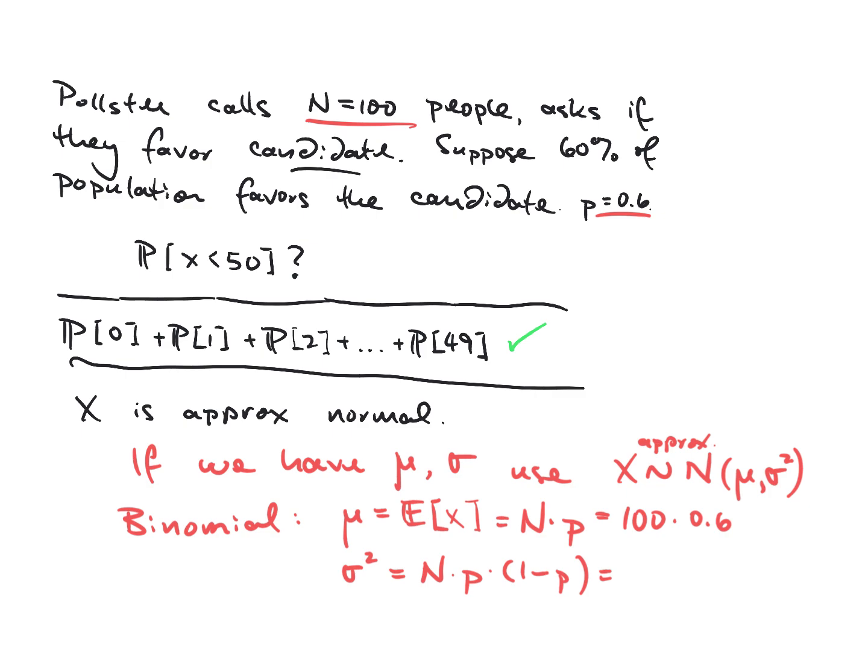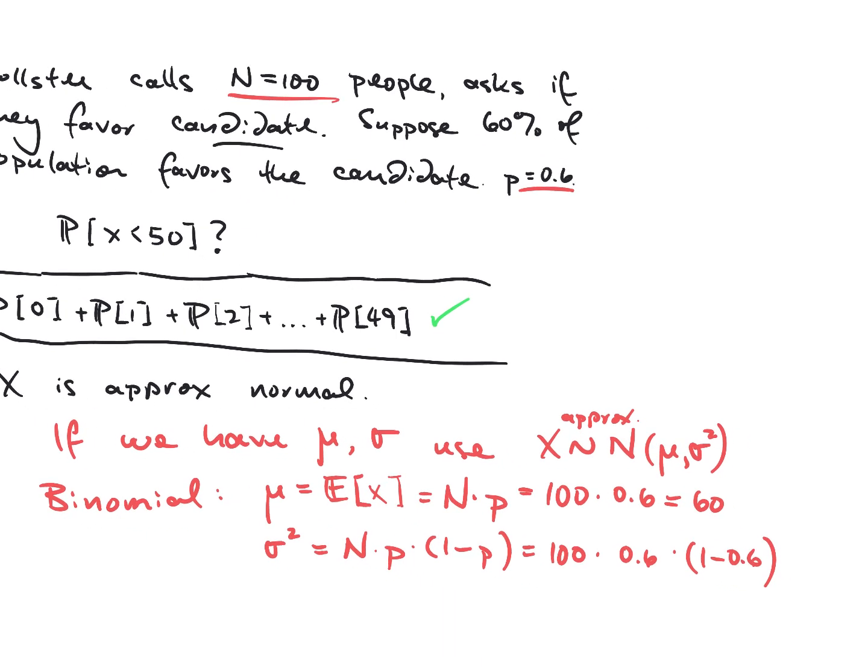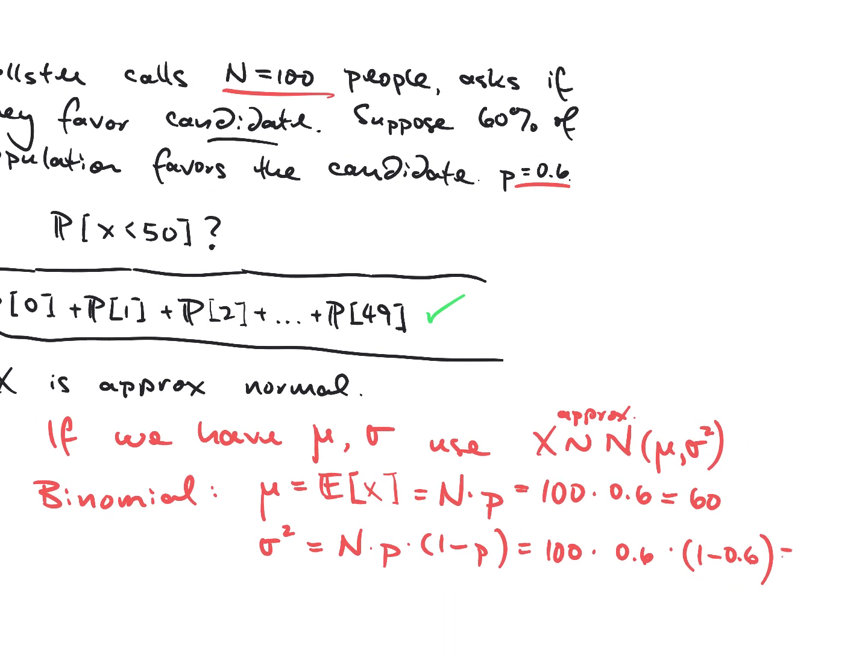For the variance, n times p times 1 minus p: 100 times 0.6 times 1 minus 0.6. So the mean, mu, is 60. And the variance is 24. Does that sound right? Okay.